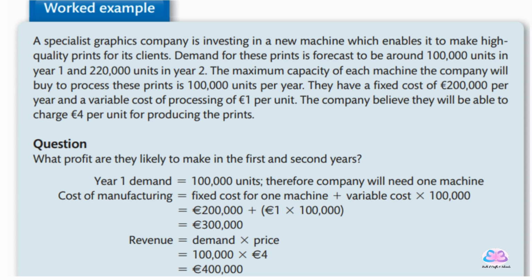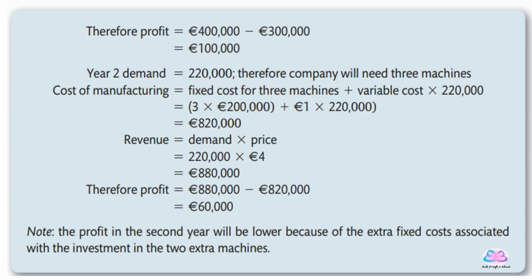Therefore, the revenue equals demand times price. Our demand is 100,000 times the price, which is 4 euro. So 100,000 times 4 equals 400,000 euro. Now, profit equals 400,000 euro minus 300,000 euro, which is 100,000 euro.